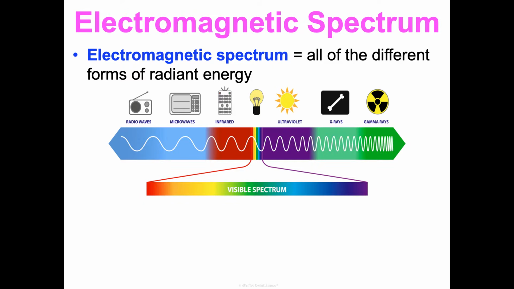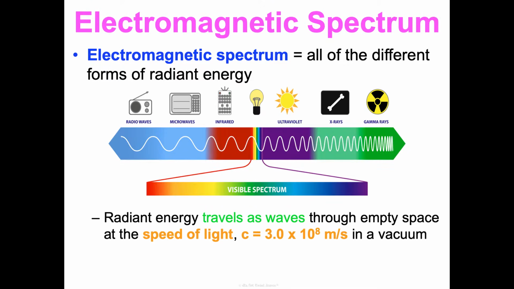Now, all of these different types of radiant energy travel as waves, and they do that through empty space at the speed of light, which is a constant. We represent it with the letter c, and it's equal to 3.0 times 10 to the 8th meters per second in a vacuum. Now, if you remember from our first unit, you could hopefully convert this from scientific notation to standard notation, which would be, it moves at 300 million meters per second. That is very fast.